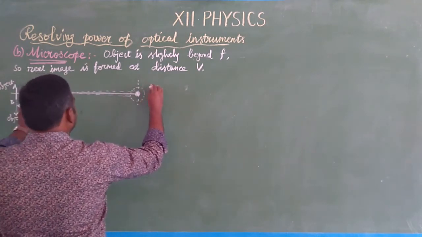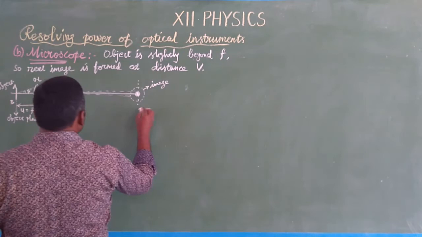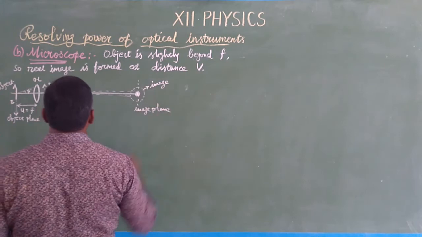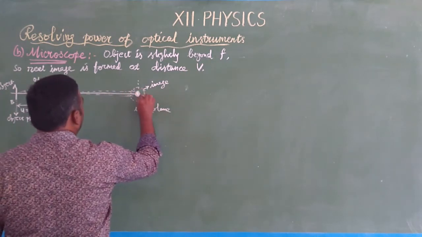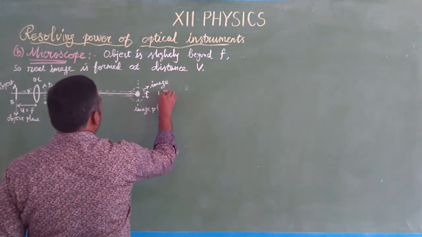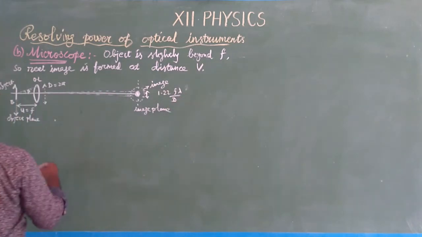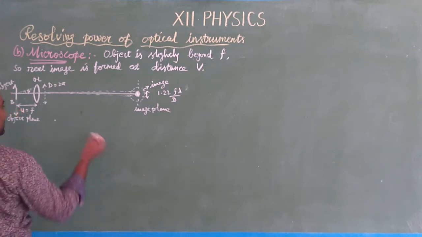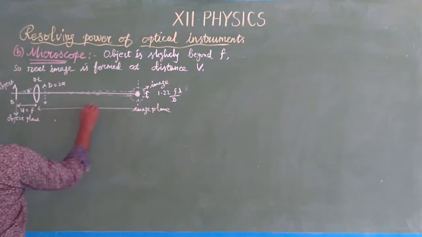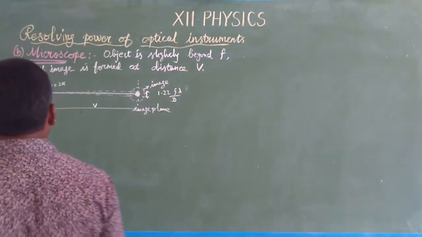Here the image is formed by what lens? It is a convex lens, and this is the image plane. We want to determine the resolution of this, which is equal to 1.22 f lambda by d. What is the d? D is the distance between the screen and the lens. Okay, that is the secondary. And the image distance is the distance between the lens and the image position, denoted by the letter V. Now we want to find the magnification.